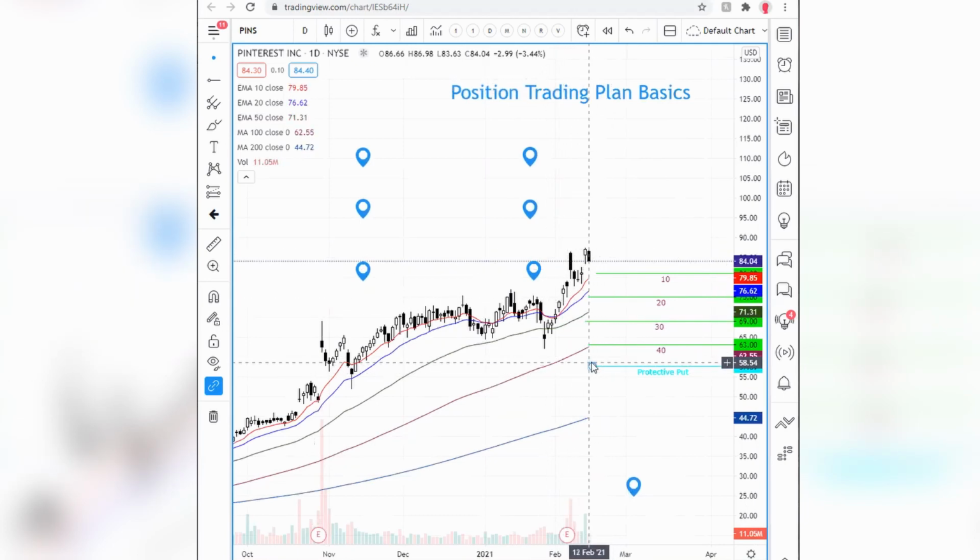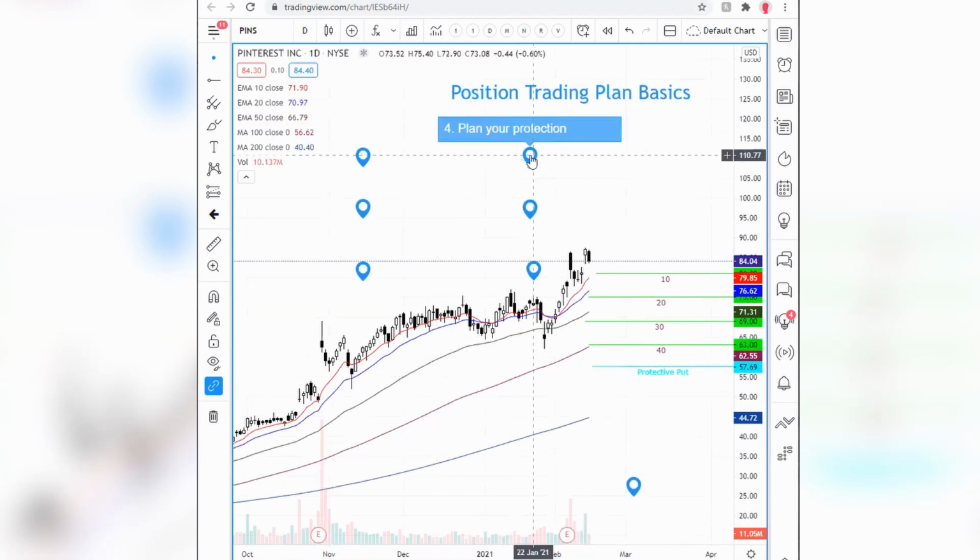You're getting into your protection. You're scaling out. You're doing whatever you need to do to protect your downside on these plans. It's very critical that this one is decided ahead of time. So number 4 is plan your protection.